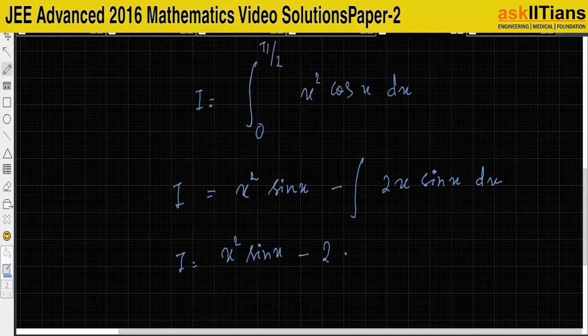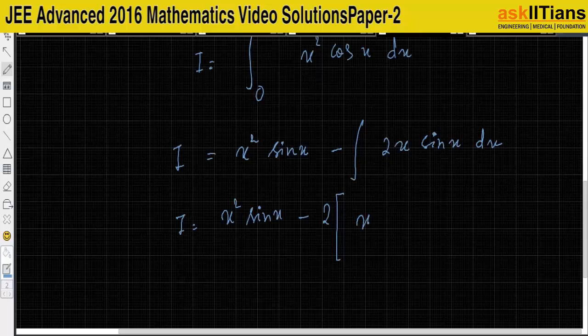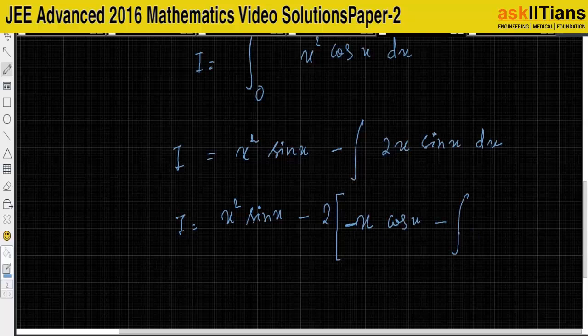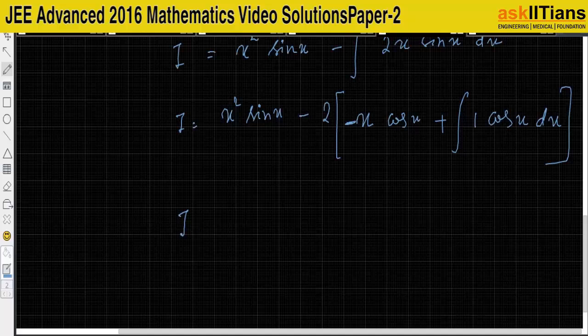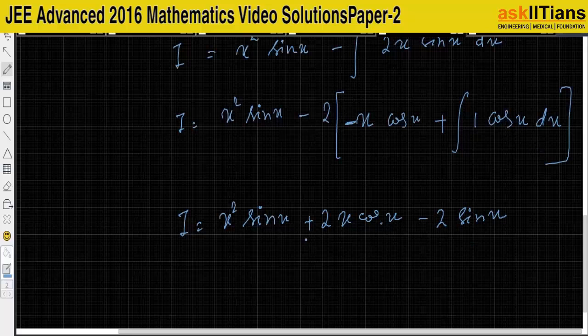again I can apply integration by parts. So I'll take this as the first function into integration of second, so minus cos x, minus plus differentiation of x, integration of sin x is minus cos x, so this will become plus, and dx. I'll get this, right? So this is I equal to x square sin x, this minus plus 2x cos x, and here I'll get minus 2 times integration of cos x, that's sin x, and now I can put the limits, which are pi by 2 and 0.